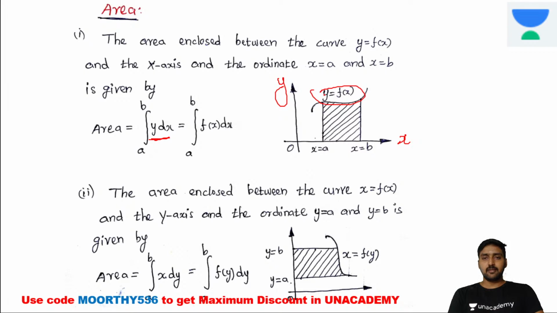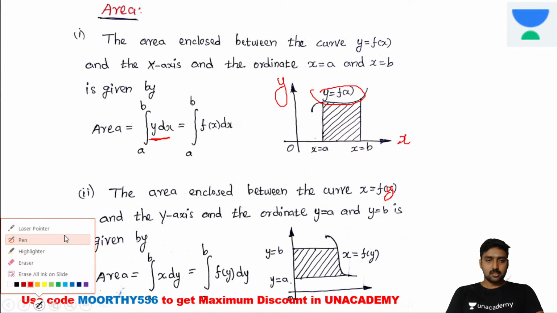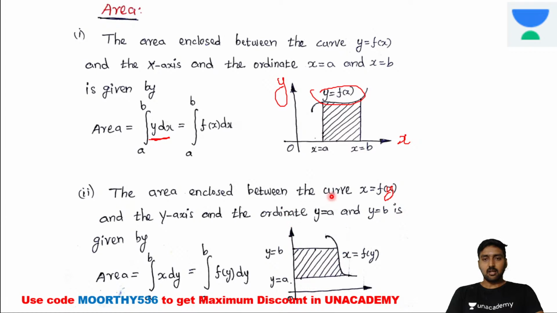Here it's the area enclosed between the given curvature as well as the x axis. Now coming to the y axis, the area enclosed between the curvature and the y axis and the ordinates y is equal to a to b is given by integral of a to b x into dy. Here in y into dx, y is substituted in terms of x, that is f of x. Here in x into dy, x is substituted in terms of the y variable function. So these are the two formulas for the area integrals.